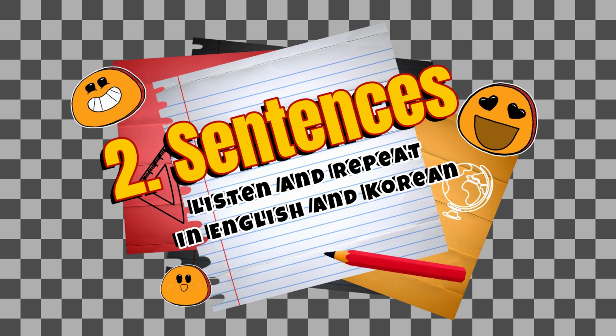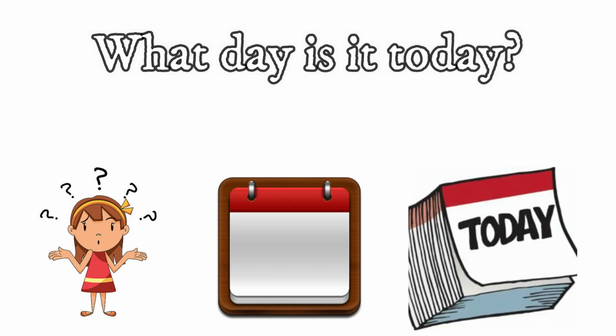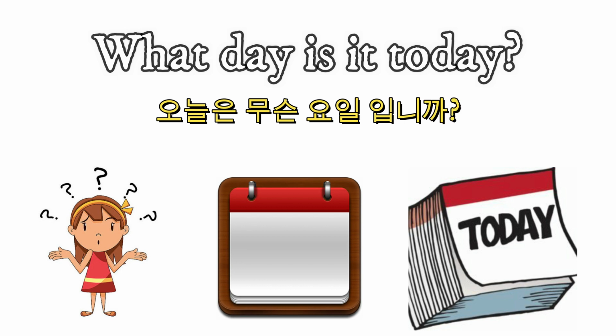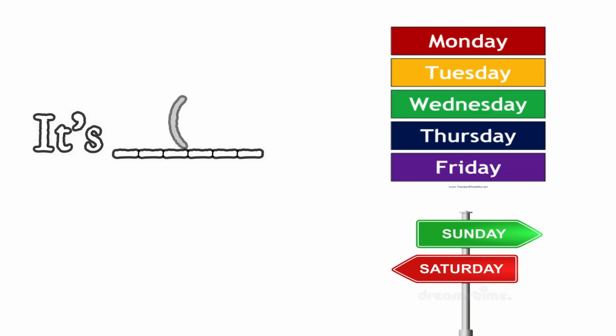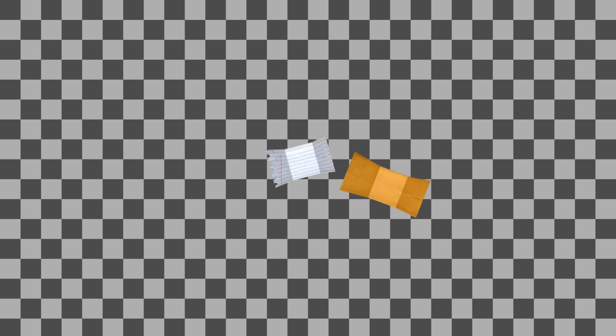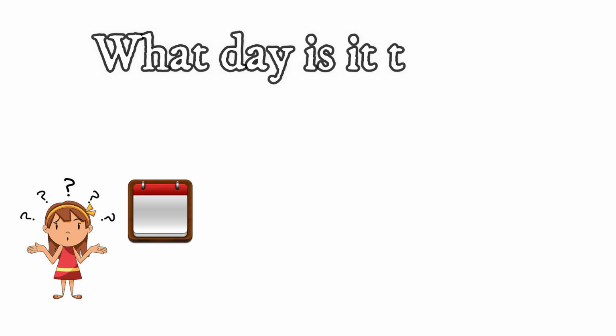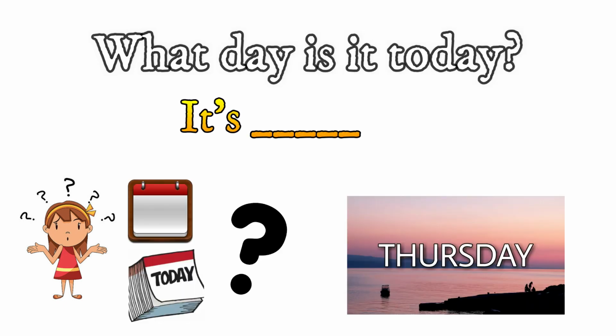이번엔 문장입니다. 우리말과 영어를 듣고 반복해봅시다. What day is it today? 오늘은 무슨 요일입니까? It's blah blah. 뭐뭐 요일이야. That's great. 신난다. Third, let's practice. What day is it today?